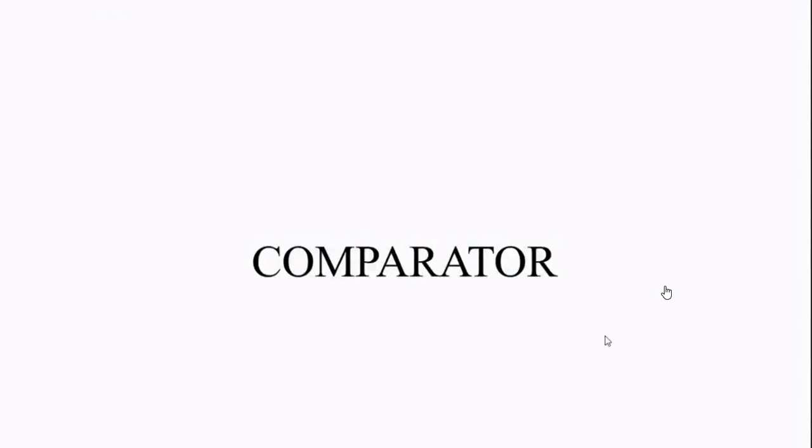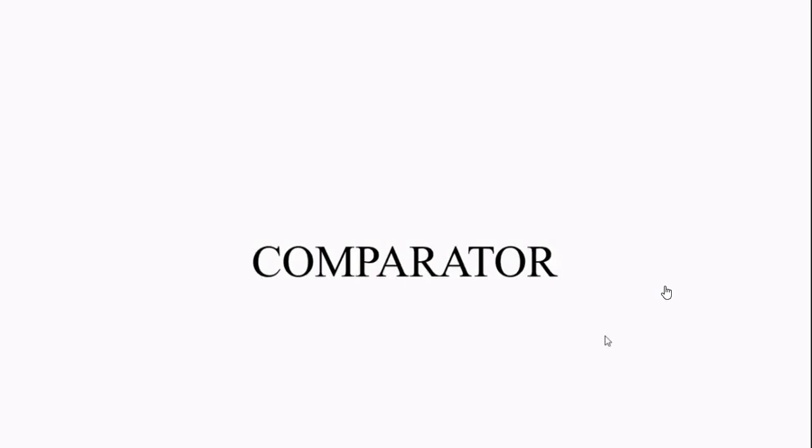All of you know what a comparator is. It compares two analog values. Comparators are available in the MSP430 X5X series; the comparator is also inbuilt on that board. That comparator is comparator B.